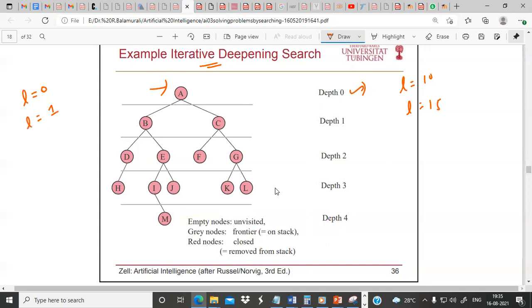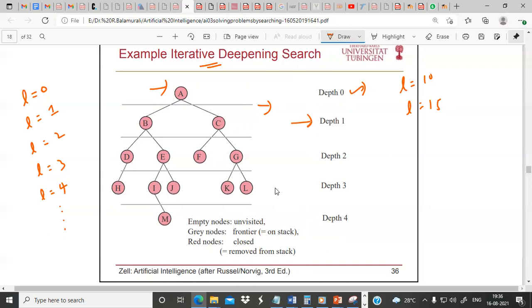Then you make the depth as 1. That means we are going to check up to level 1. Then make the depth as 2, then 3, then 4, and so on and so forth. Increase the depth. So that is what's shown here. First we call DFS with a depth limit of 0. That is, the algorithm will not go beyond the 0th level. It will check only whether the root node is the goal state or not. If root is not the goal state, then increase the depth.